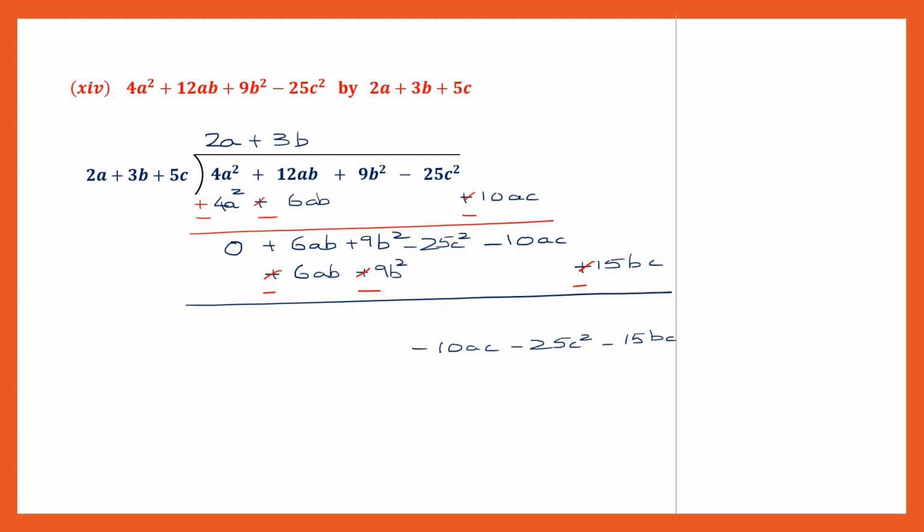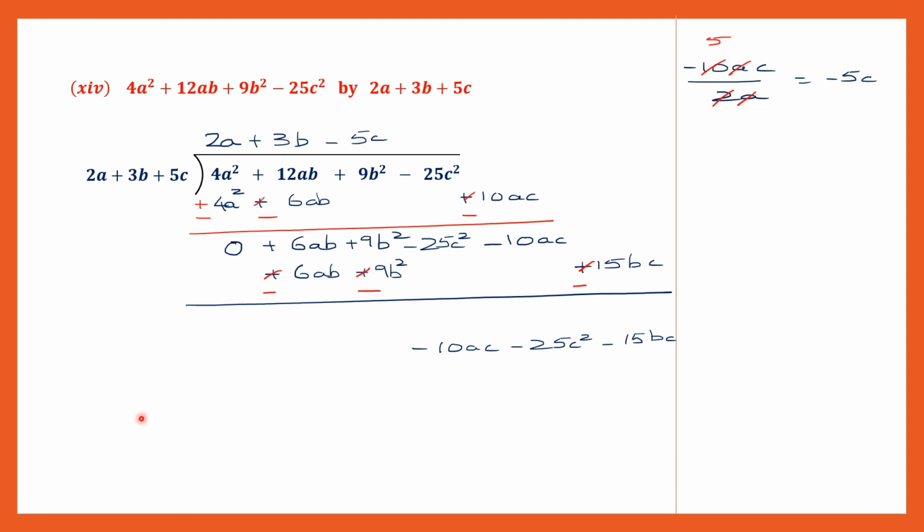So minus 10ac divided by 2a. The sign is minus. Then I can cancel 2 and 10 here, 2 5s are 10. I can cancel a and a. I have c, so this will become minus 5c. Minus 5c. Now I'm going to take this minus 5c and I'm going to write it here in the quotient. So this is minus 5c.